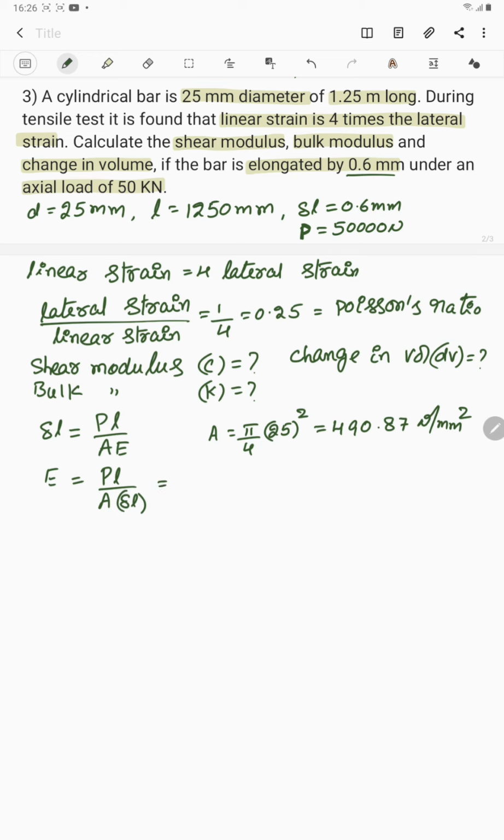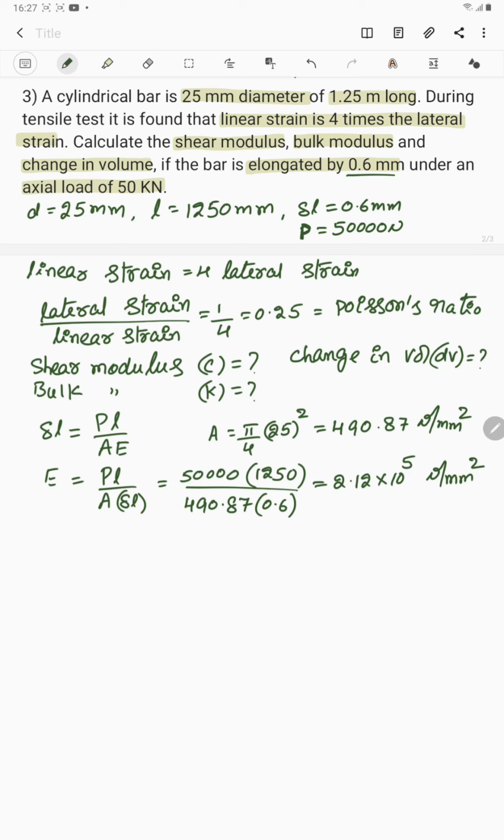Then you put all these values. Load is given 50,000, L is given 1250, area is given 490.87, change in length is given 0.6. You put all these values for getting the Young's modulus, 2.12 into 10 raised 5 Newton per mm square.